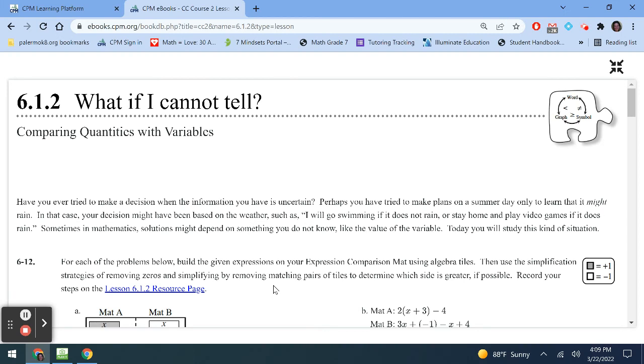6.1.2 says, what if I cannot tell? Comparing quantities with variables. Have you ever tried to make a decision when the information that you have is uncertain?